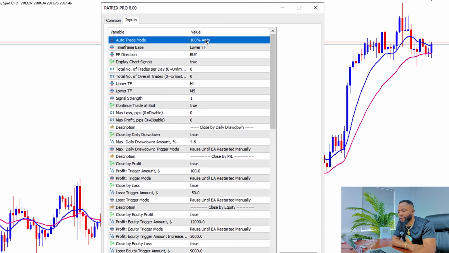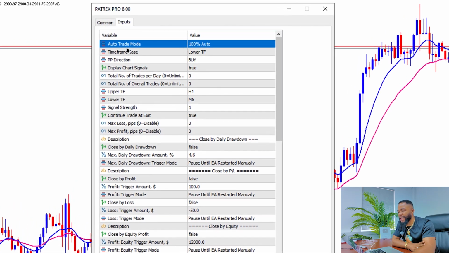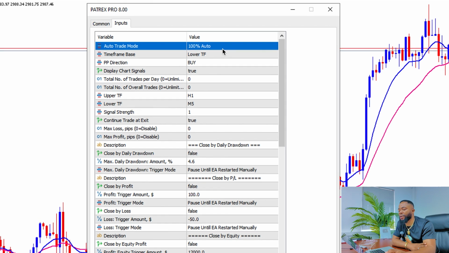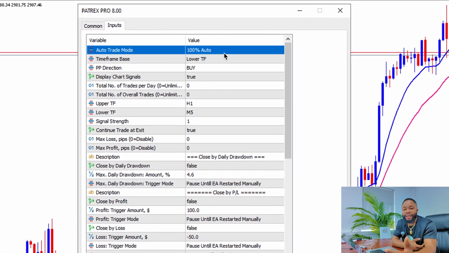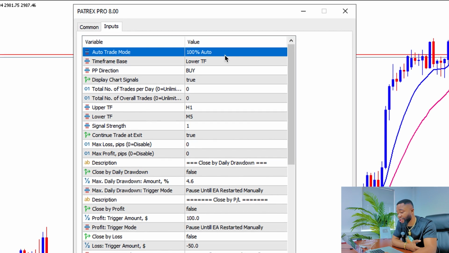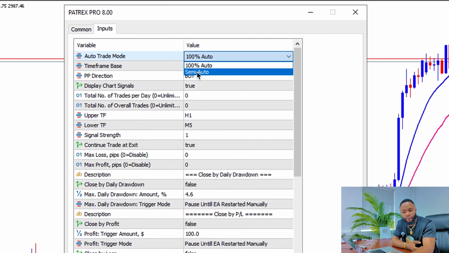Just walking into the robot, you have a button here that says auto trade mode. If you are not too experienced, you just put it on 100% auto. But if you are experienced and you want to have some control over the board, have some trading decisions to make, then you switch the robot from 100% auto to semi-auto.